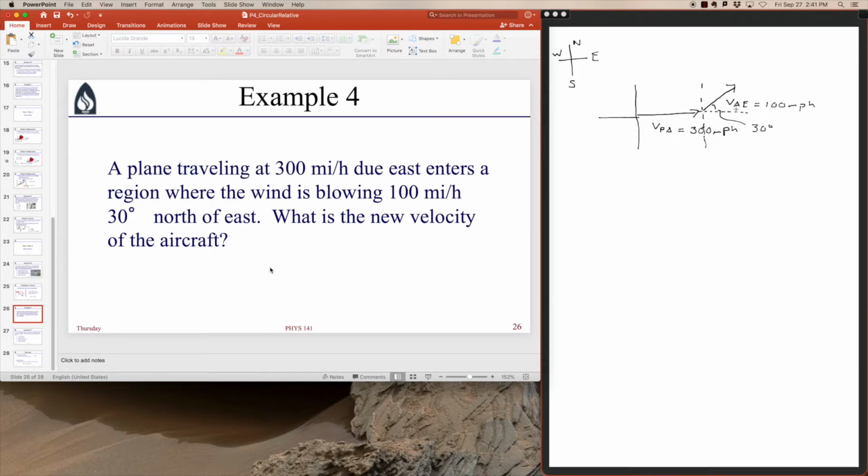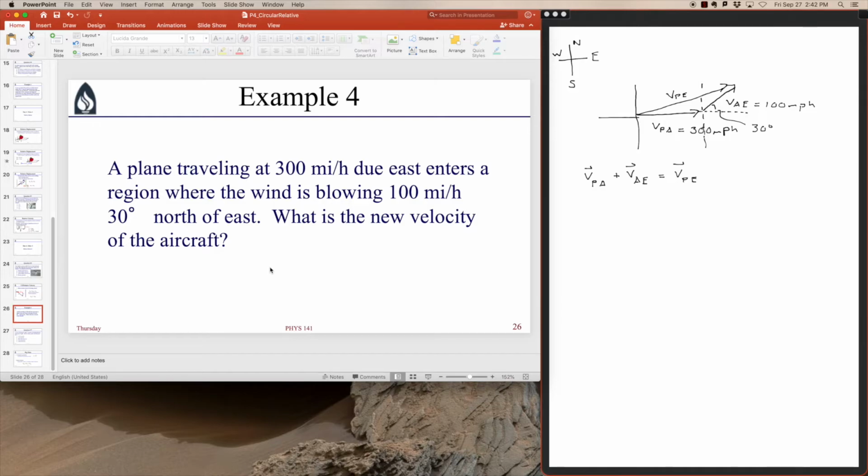So if I were to add these two vectors together, the velocity of the plane with respect to the air plus the velocity of the air with respect to the earth, then that would give me the velocity of the plane with respect to the earth, which is the velocity that I am interested in. And that velocity is the sum of these two vectors and would look something like that. So that's how the plane will be traveling if I'm looking at the plane from the surface of the Earth.